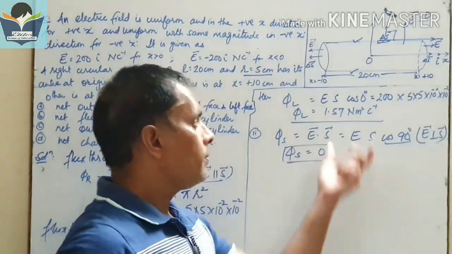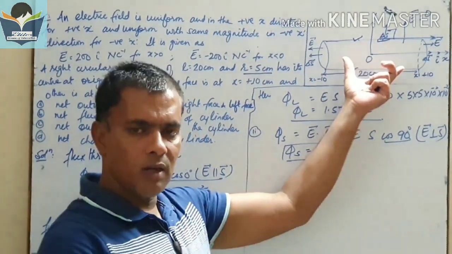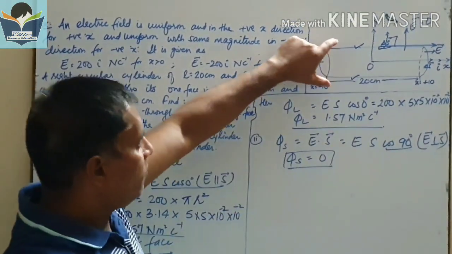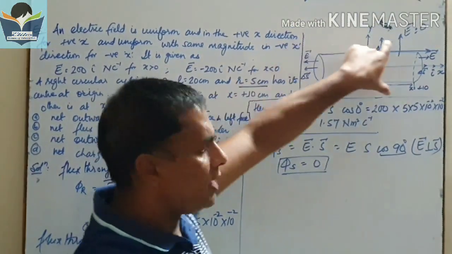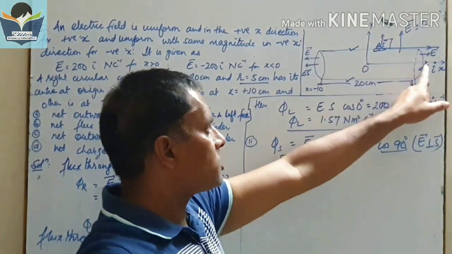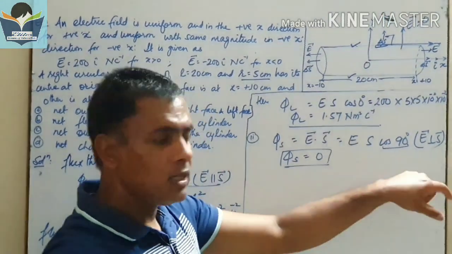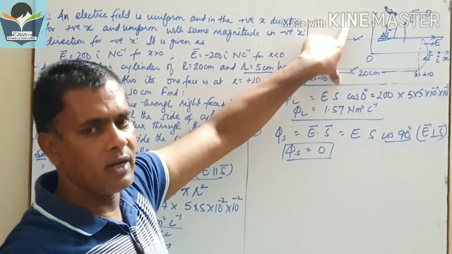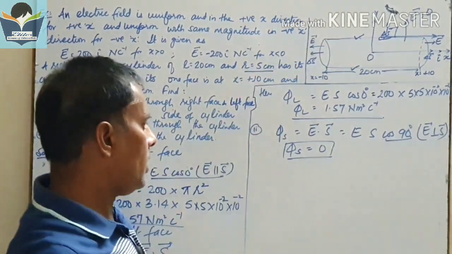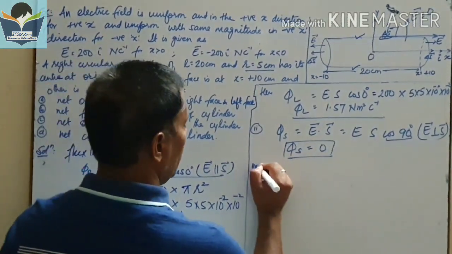Remember this thing, because this is of importance in some other applications as well. For the cylinder kept along x-axis, if the field is along x-axis, so the flux will come only through the bases, but along the curved surface no flux is coming out. Keep it in mind.